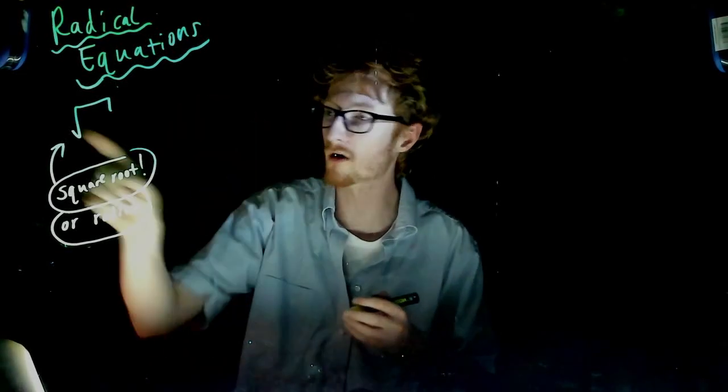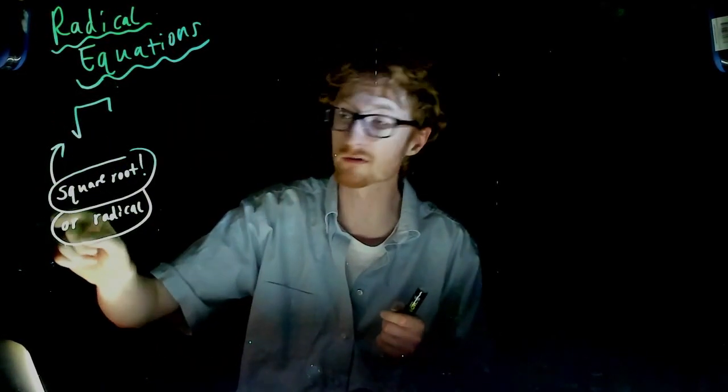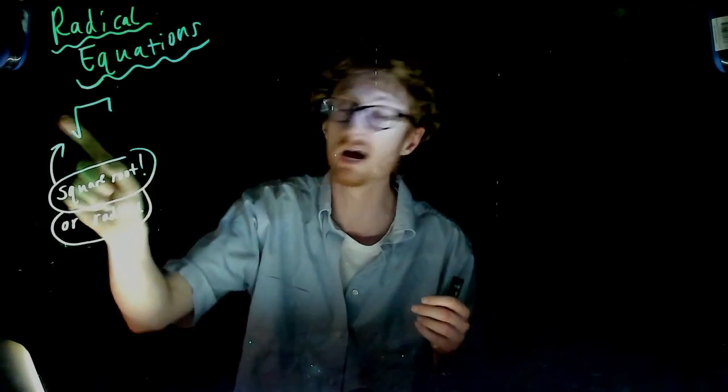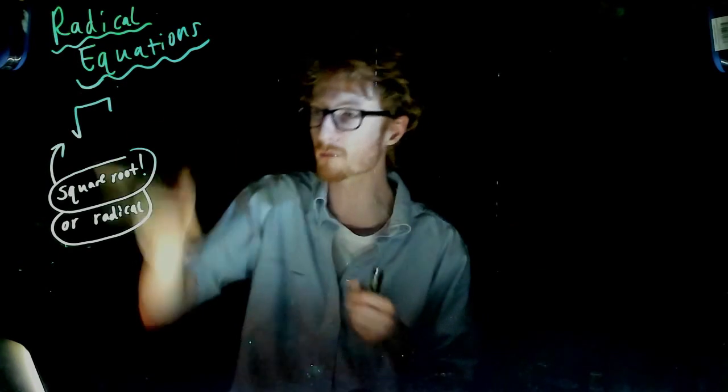Radical equations are any type of equation that uses this symbol here, the square root, also known as the radical. Now, there are other types of roots. There are also cube roots, which have a little 3 right here, and fourth roots, which have a 4, and so on and so forth. But we're going to stick with square roots today.